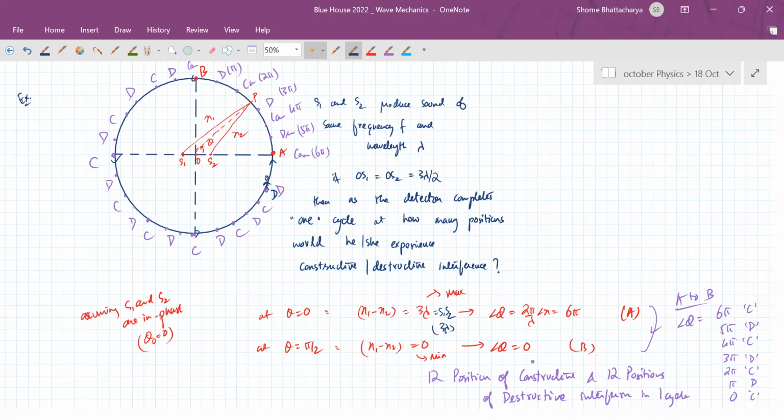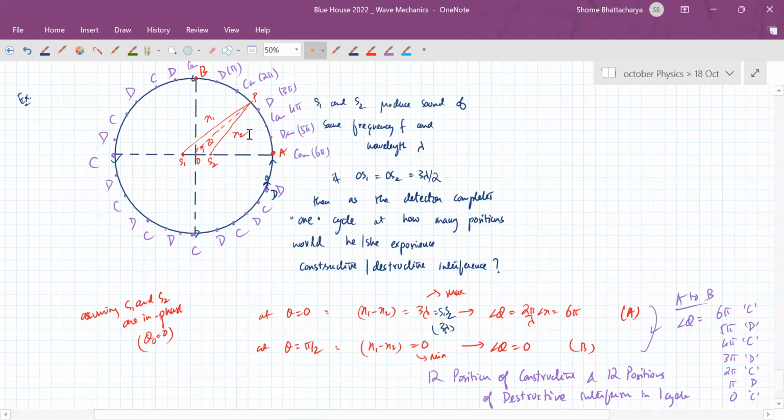So every time you're going from a horizontal diameter point like A to a vertical diameter point like B, your path difference is decreasing from 3 lambda to 0. Then as you're going from B to the horizontal diameter on that side, again your path difference will start increasing from 0 to 3 lambda.